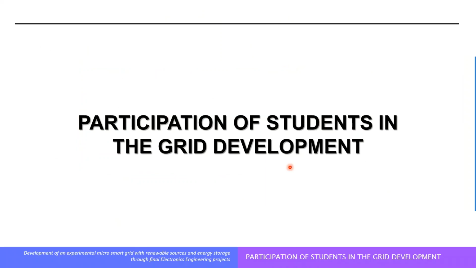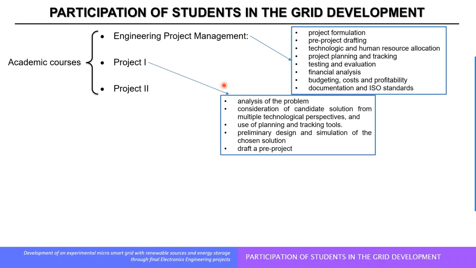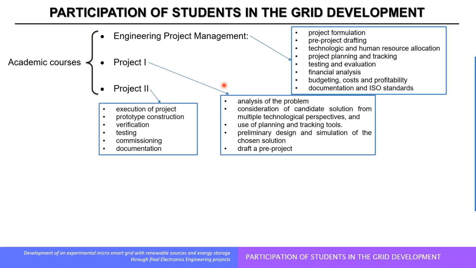So moving on to the possibly most interesting part, as far as the conference is concerned, we'll see how it is that students participate in the development of the grid and why we think this has been a successful, interesting educational experience. So basically, as a standard part of the electronics engineering curriculum, students have to complete 3 courses. Engineering and project management is mostly about basic theoretical tools about project management.